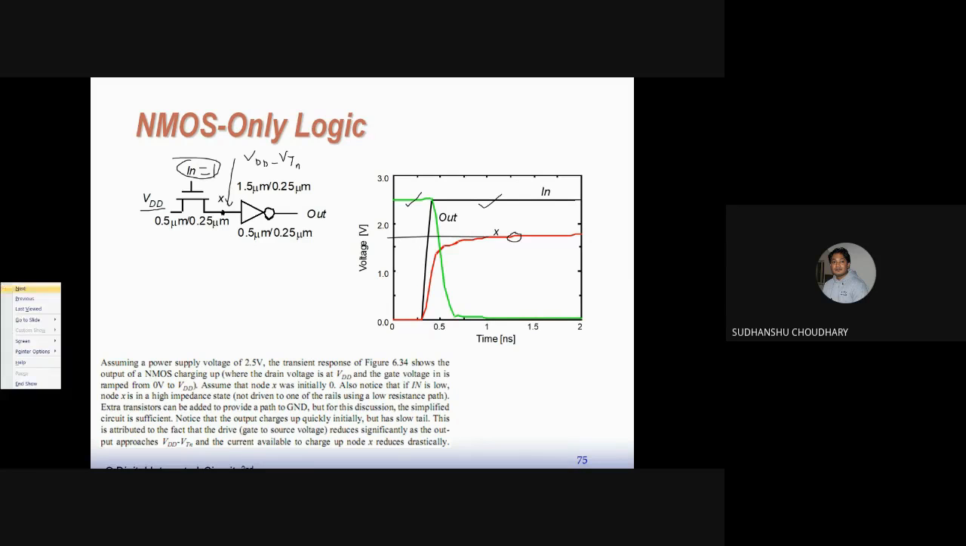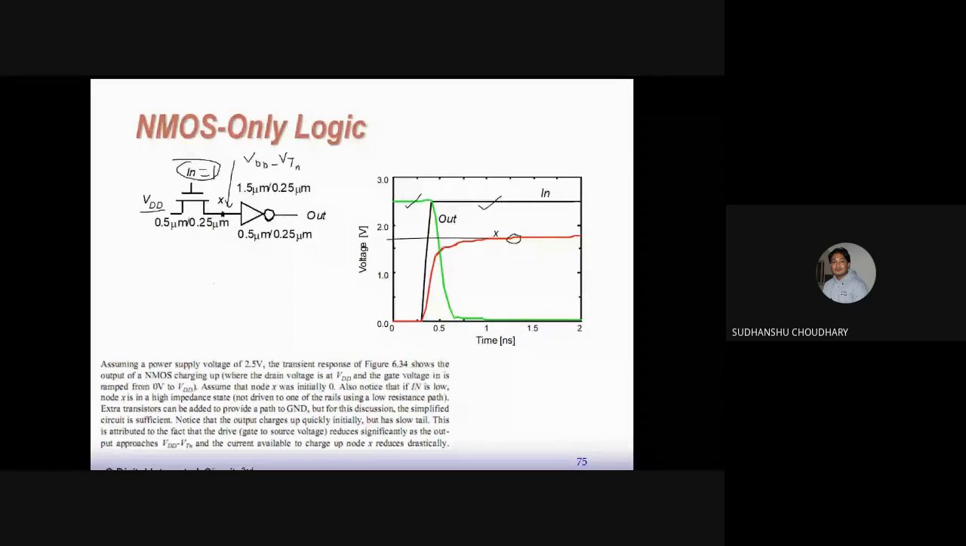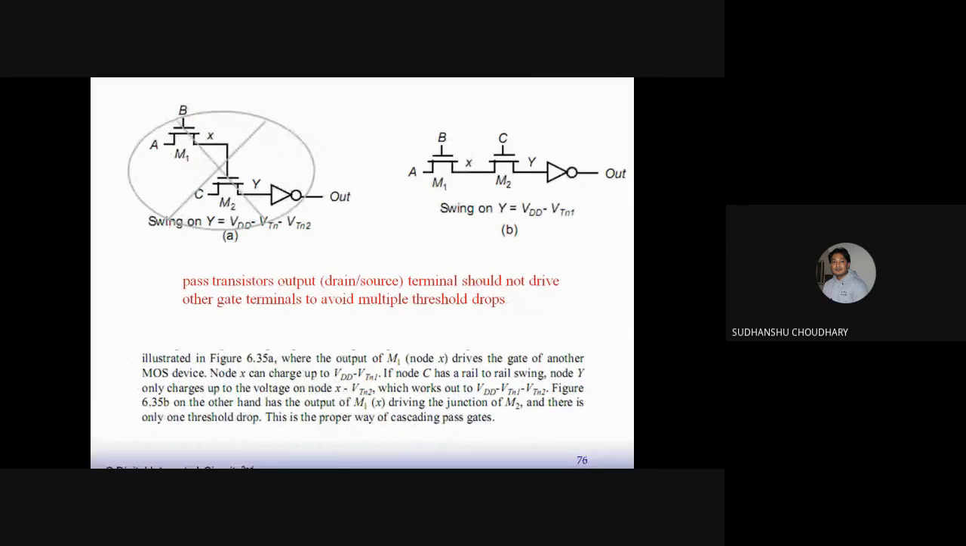Now this becomes a bigger problem if you try to drive the gate of another MOSFET using the source or drain of this MOSFET. For example, in this case, we are trying to drive the gate of this MOSFET M2. So M2 is being driven by the drain or source of M1, that is this point, which is connected to the gate of M2.